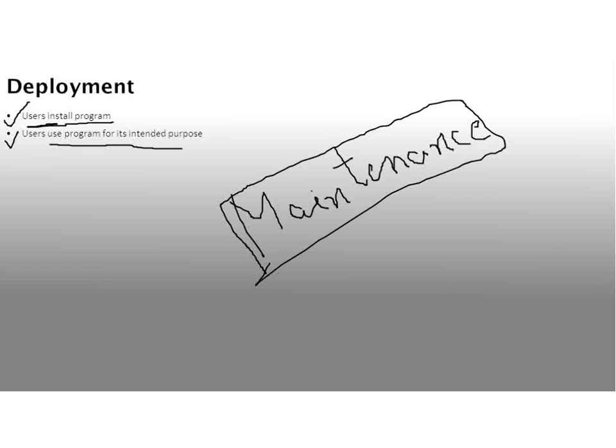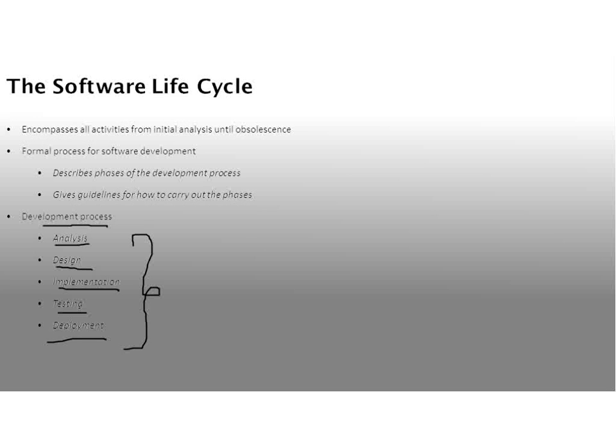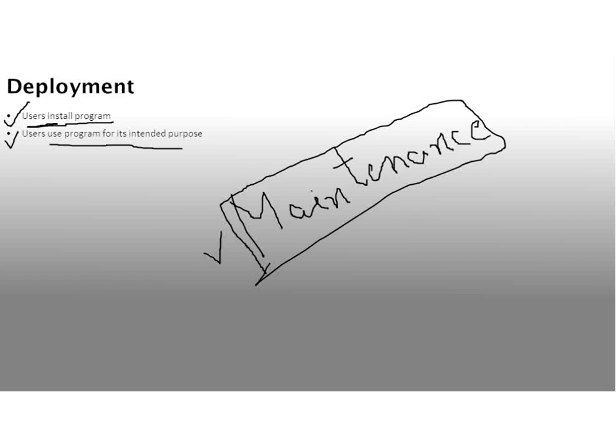Yes, exactly. If there is a problem, we have to correct it. That is the maintenance phase. And then again, the software is deployed to the end user. This phase does not come under the software life cycle. The software life cycle has only 5 phases: analysis, design, implementation, testing, and deployment. Yes, only 5. Maintenance is the 6th phase and it does not come under the software life cycle. So you have to remember this.